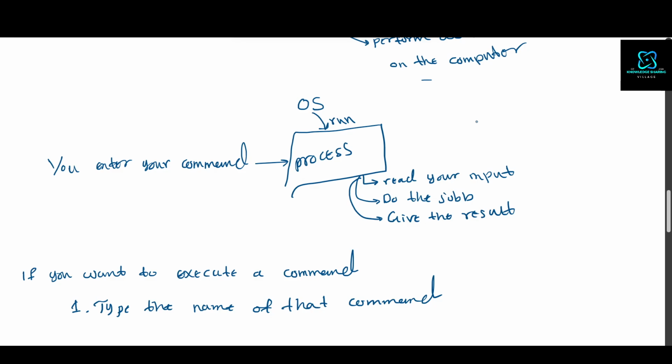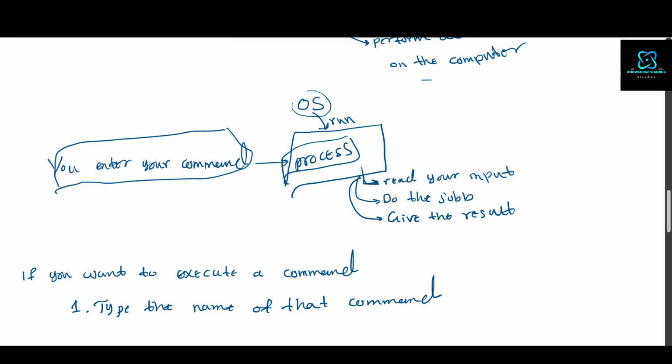Okay, when you type a command in your computer, after you have typed your command, the operating system comes in. The operating system executes or runs a process. What is the job of this process, you say? First of all, this process has three jobs.